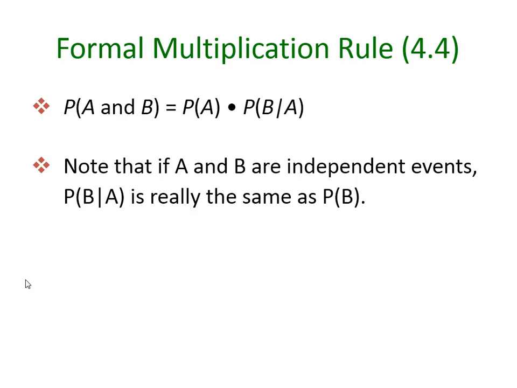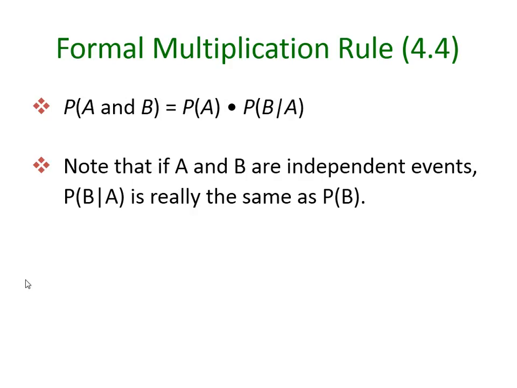So your formal multiplication rule: the probability that events A and B happen. First, we find the probability that we get A. We're going to multiply it by the probability that we get B, given that A already has occurred. If these two things are independent, then the probability that B occurs given A is just the same as finding the probability that B occurs.